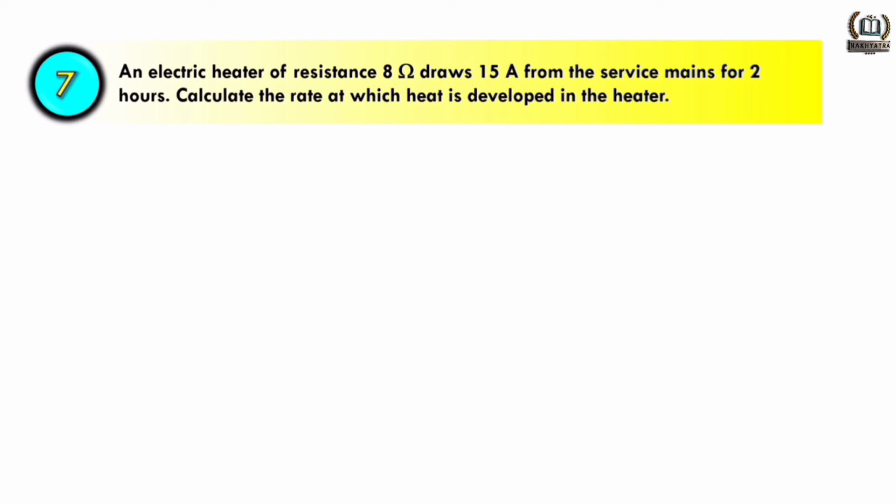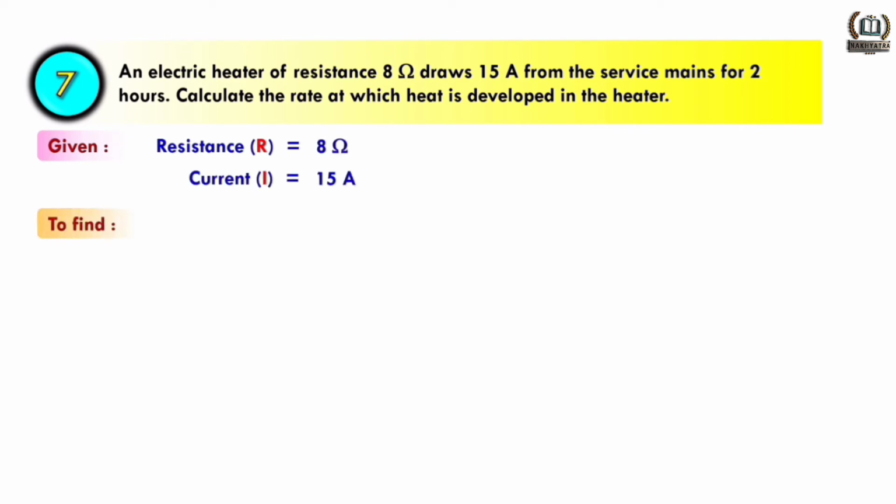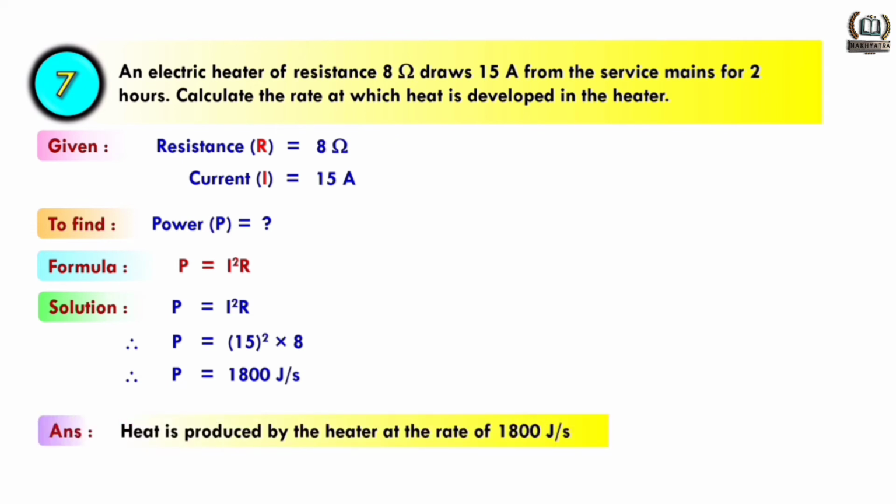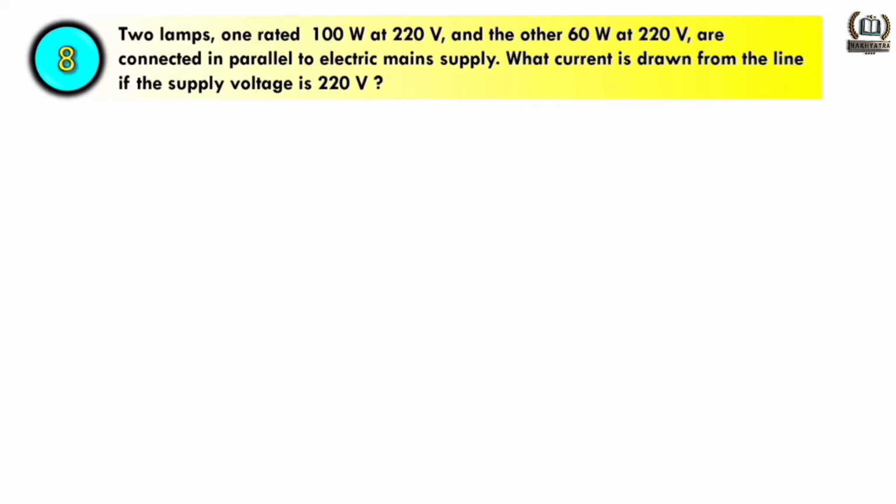Calculate the rate at which heat is developed in the heater. Now what are the given values? The resistance R is given, that is 8 ohm. The current I is given, that is 15 ampere. We have to find out the power. We know that the power formula is P equal to I square into R. Now put the values: P equal to 15 square into 8. We will get P equal to 1800 joule per second. Don't forget to write the unit. Therefore the answer is heat is produced by the heater at the rate of 1800 joule per second. Let's move to question number 8.